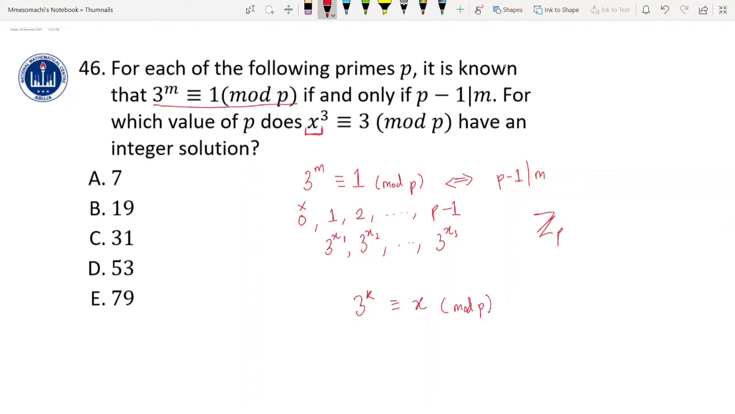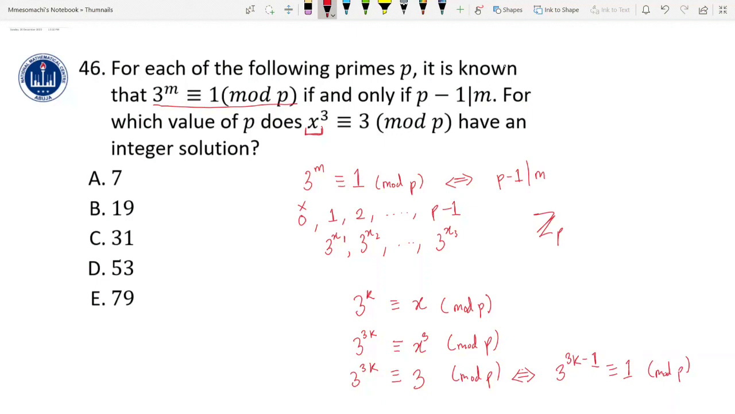mod p. So 3 to the power of 3k, when we cube both sides, is congruent to x cubed mod p. I want 3 to the power of 3k to be congruent to 3 mod p. This is equivalent to, we can divide by 3 because the primes are different from 3 and hence relatively prime to 3, 3 to the power of 3k minus 1 congruent to 1 mod p.